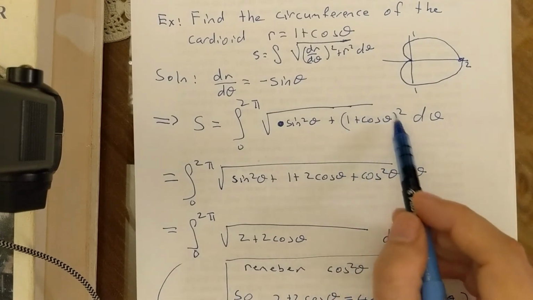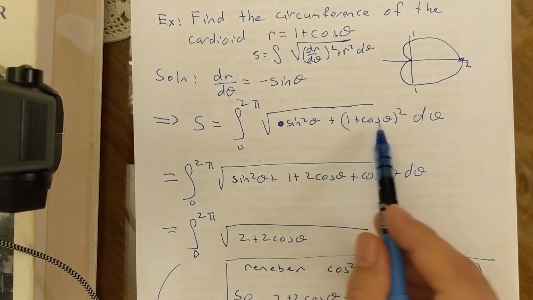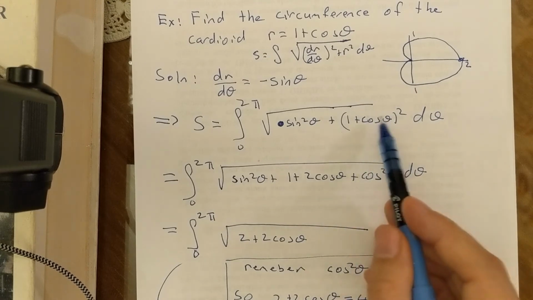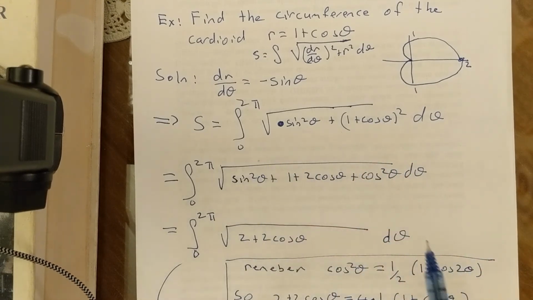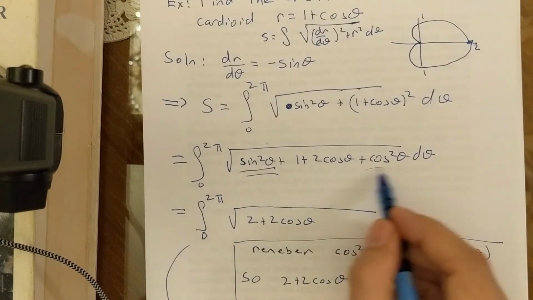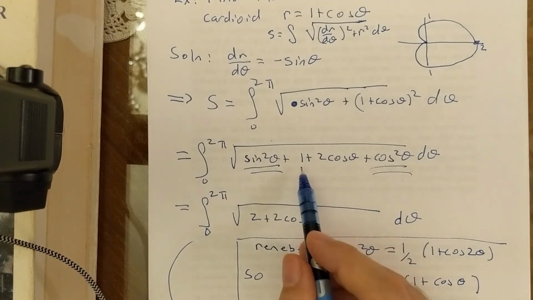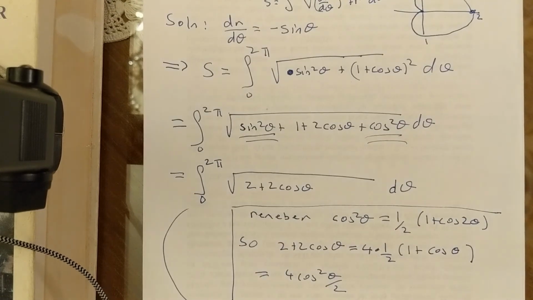So we have to open this guy up. Once we open it, we're going to get 1 plus 2 cosine theta from the cross term, and cosine squared theta. And we still have our sine squared. Now, sine squared plus cosine squared is going to make a 1. We already had another 1, so we're going to get 2. So the answer is going to be 2 plus 2 cosine theta in the square root.